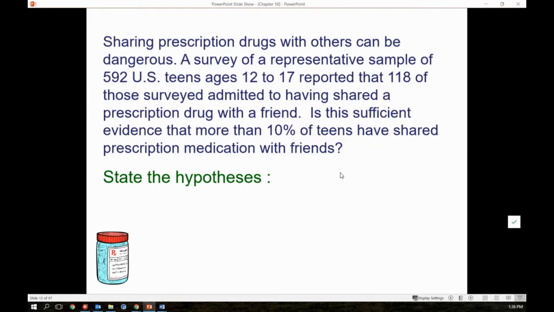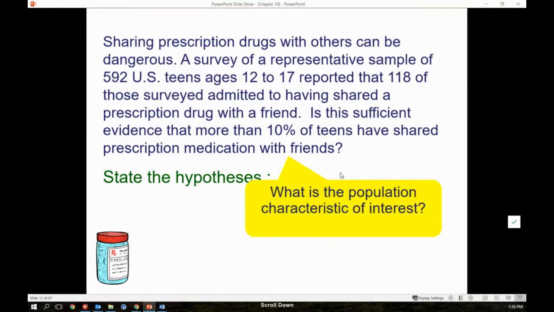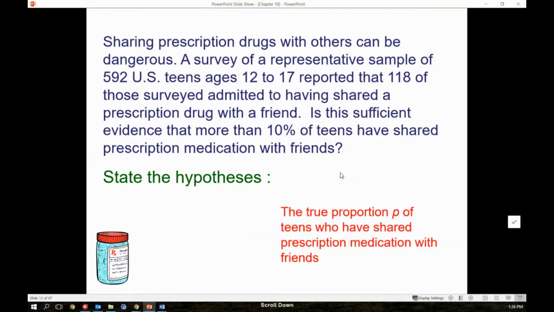First thing we've got to figure out is what population parameter we are looking at. People ages 12 to 17. So, in particular, it's the true proportion p of teens who have shared prescription medication with friends. Why isn't it the sample? Well, our data comes from a sample, but remember, when we state hypotheses, we're always interested in the population.